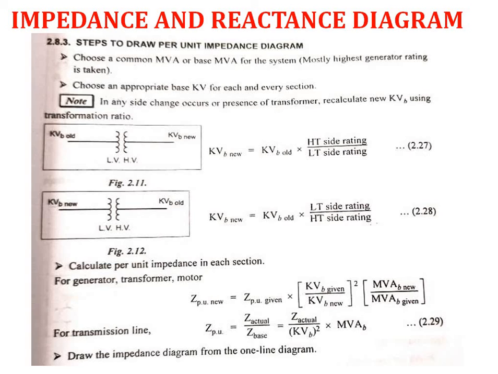So the new per unit impedance is equal to per unit given into (kVb given divided by kVb new) whole squared, into (MVAb new divided by MVAb given). For a transmission line, that means line impedance, per unit impedance Z is equal to Z actual divided by Z base, where Z base means kVb squared divided by MVAb.